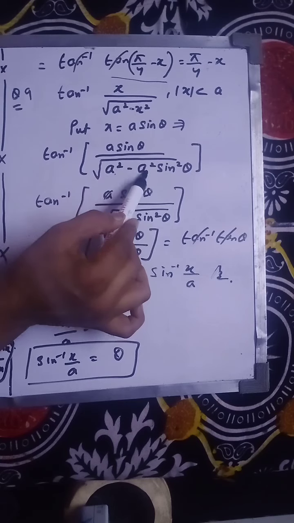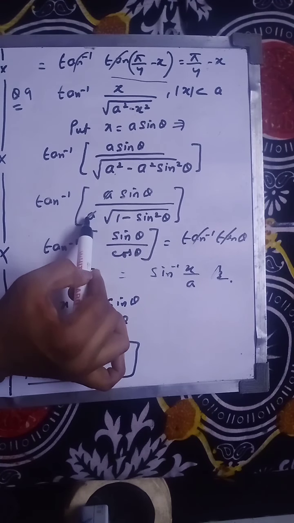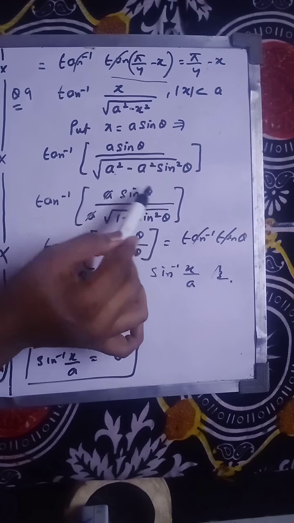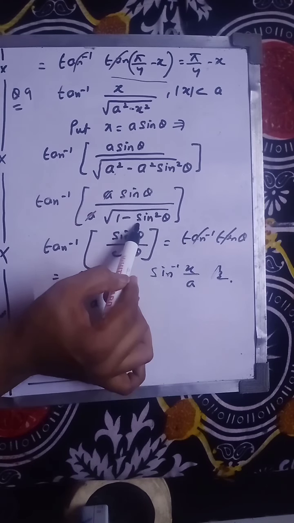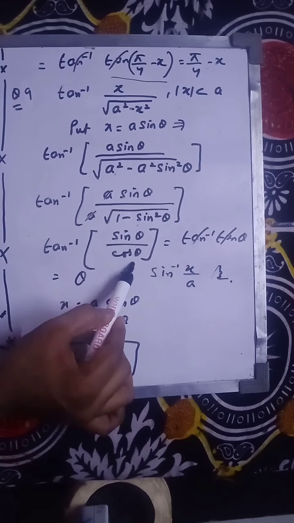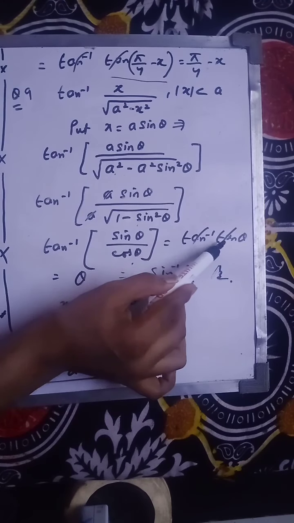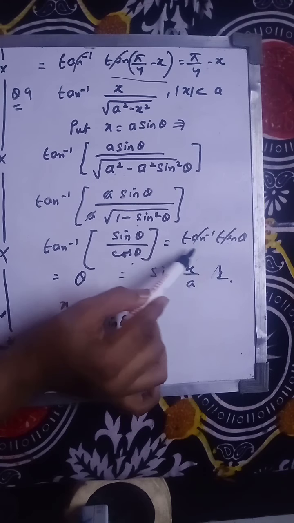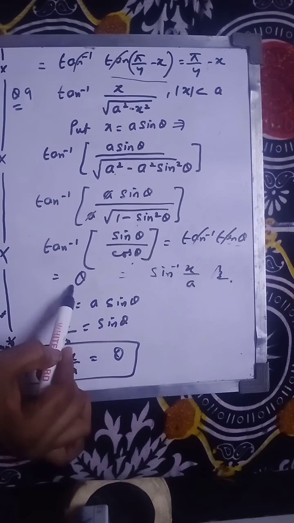After this step, a square you can take common, so it will be a outside, a and a will cancel out, sin theta over 1 minus sin square theta. You will get this step. 1 minus sin square theta will be cos theta. So sin and cos will cancel out, this will give you tan theta. Tan and tan will cancel out, this will be theta. So at last you will get theta.